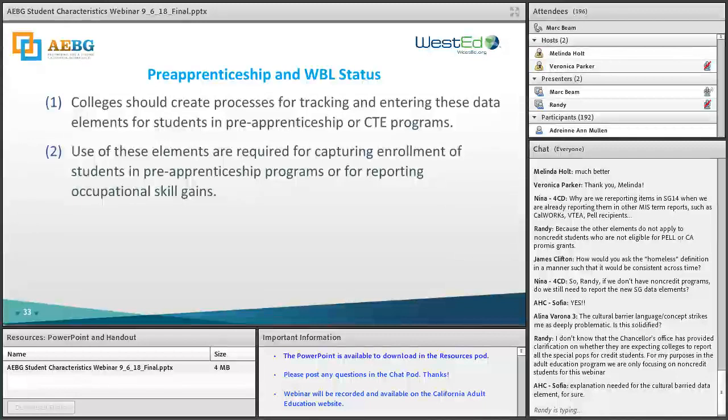Now is pre-apprenticeship and work-based learning status. I'm going to pause for a moment to see if we have some questions, and then I'm going to let Randy talk about these two categories.